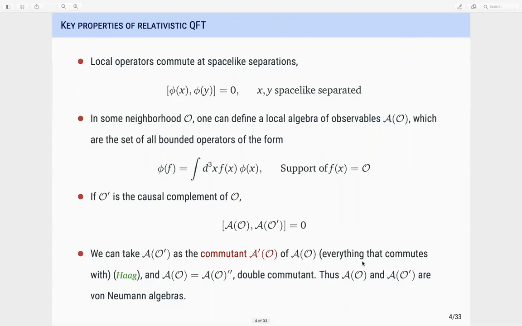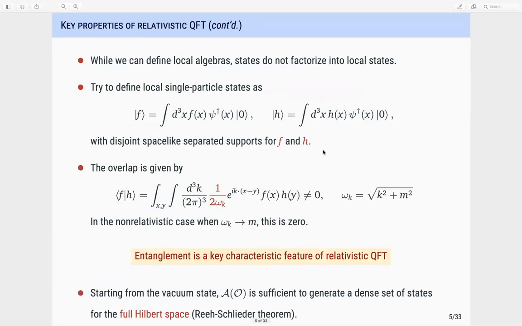And this is something that goes back to Haag, which tells us that if I take a double commutant, namely, I do it one more time, start with O prime and go back, I get the same algebra I started with. So this tells us that these algebras are really von Neumann algebras. If you like, that's one way to define the von Neumann algebra. Let's go on a bit and look at some of the implications.